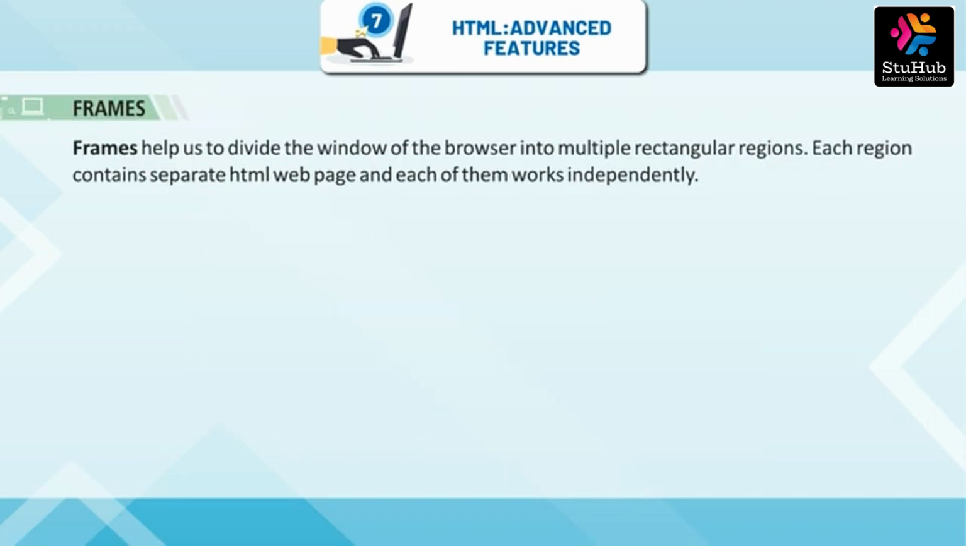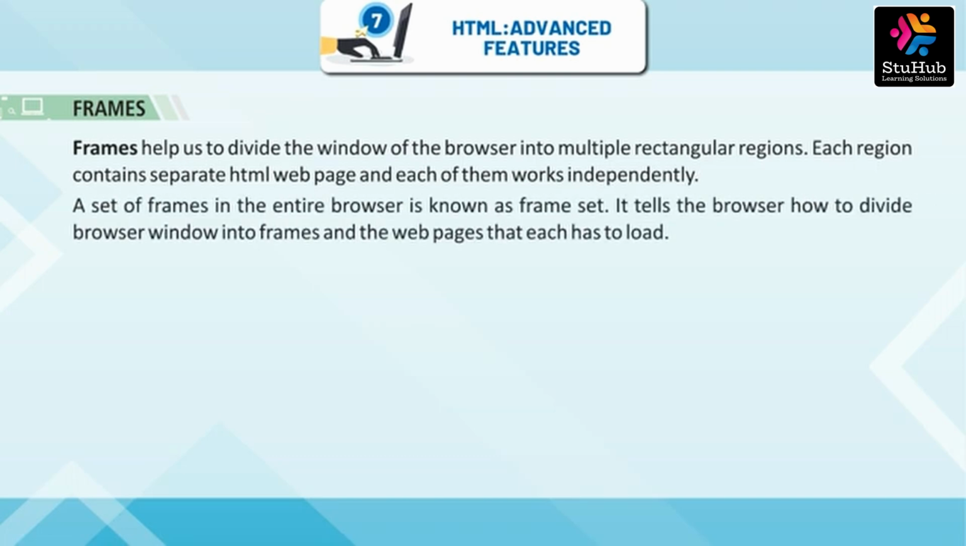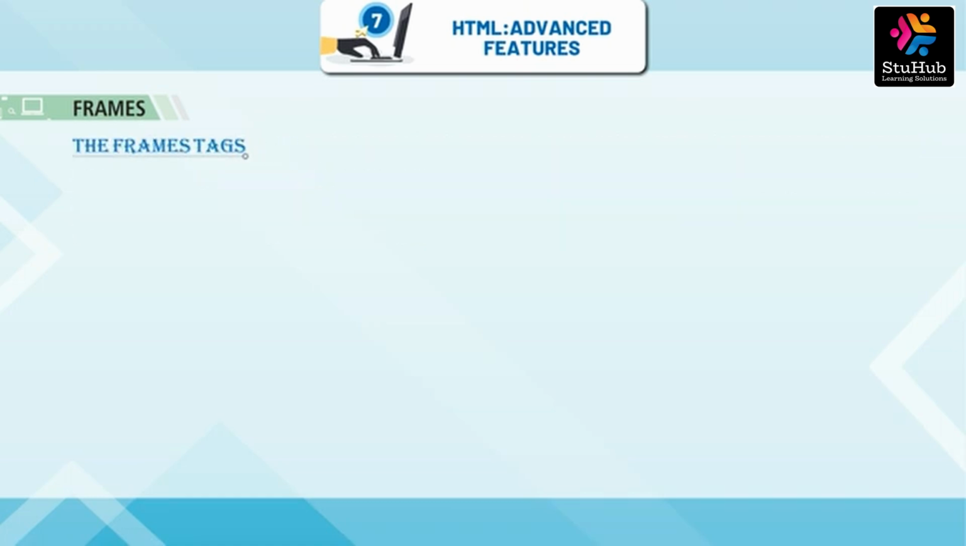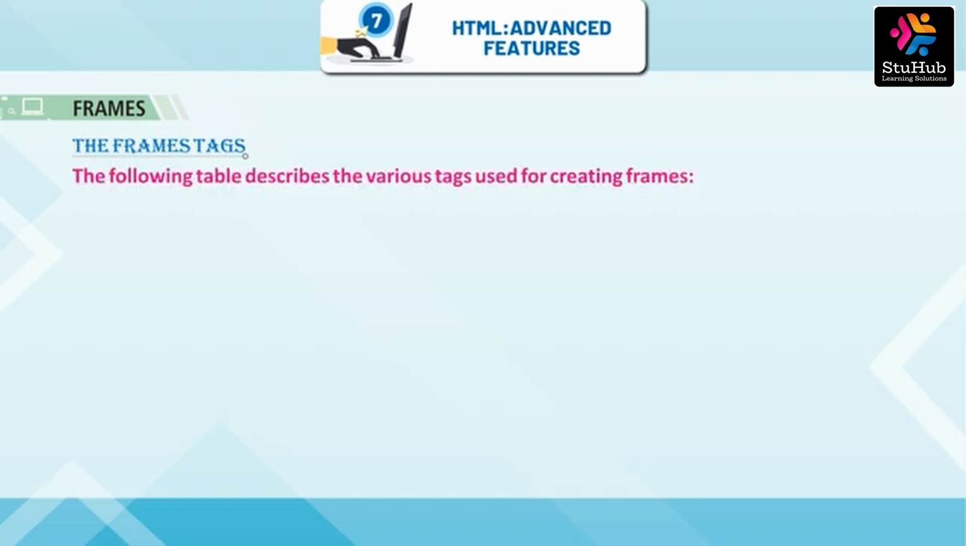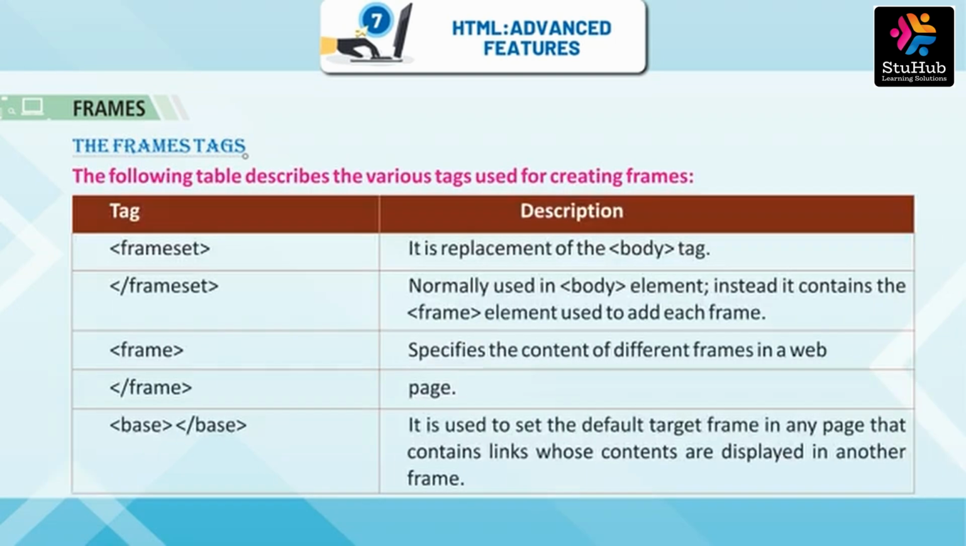Frames help us to divide the window of the browser into multiple rectangular regions. Each region contains a separate HTML web page and each of them works independently. A set of frames in the entire browser is known as a frameset. It tells the browser how to divide the browser window into frames and the web pages that each has to load. The frames tags. The following table describes the various tags used for creating frames.